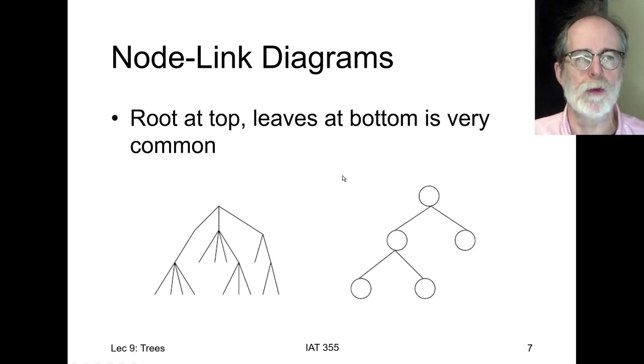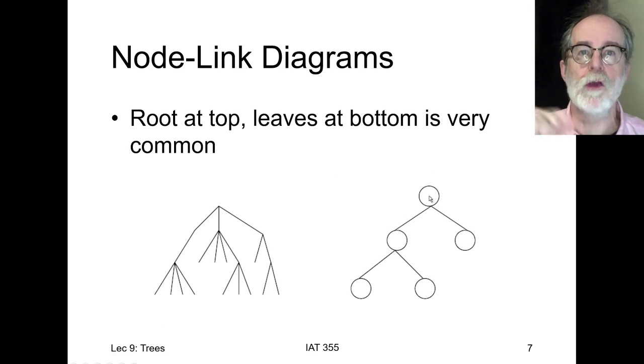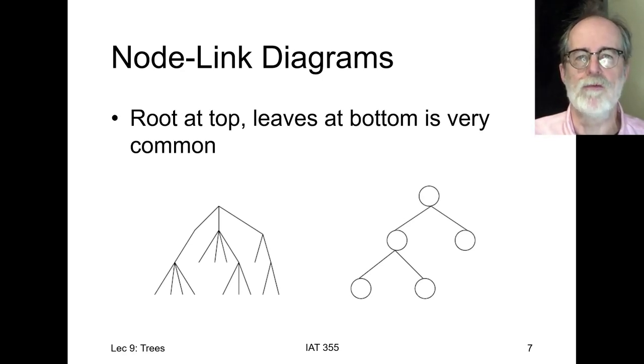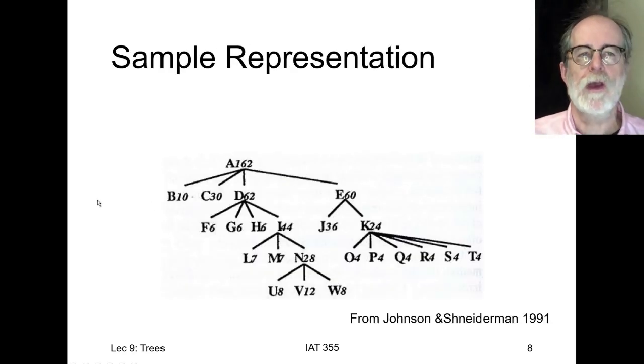Leaves don't have children. A root does not have any parent nodes of any kind. So it is typically also the starting place. And in a file system, you're used to that by virtue of that's where the C drive is, or something like that. So a sample representation is now what we're showing. This is from Johnson and Shneiderman's paper in 1991.